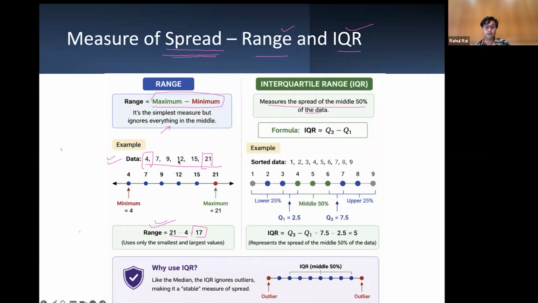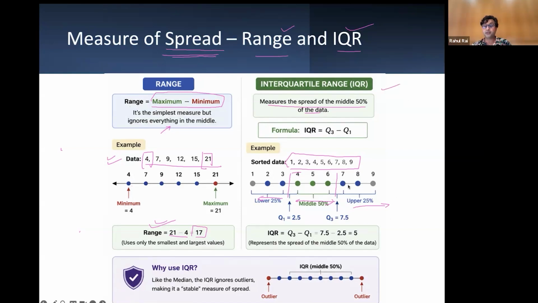So again, let's say you have data which has been sorted, and after sorting you get this. Now you can partition this data set in such a way that you have a lower 25% here and an upper 25% here after sorting. So sorting is required. Then you have this middle portion, the middle 50% of the data, and you take the difference between the minimum and maximum value in this middle portion, and that will be termed the interquartile range.